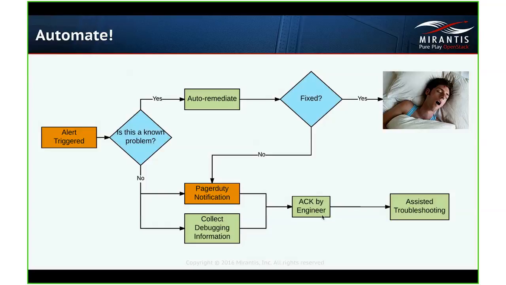to the same workflow we had before, but automation will help us to collect as much debugging information as possible. So the engineer that will start working on the problem will do it quicker because he'll have additional information like logs, monitoring metrics, some graphs regarding this issue. So we call it assisted troubleshooting or facilitated troubleshooting.